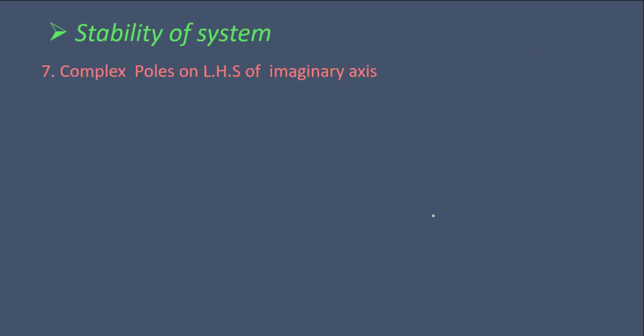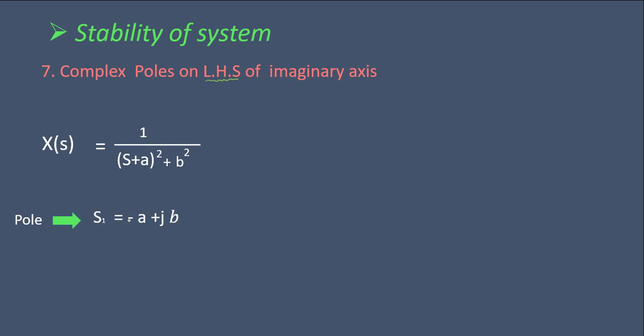Now let us go to the seventh case, which is complex poles on the left hand side of the imaginary axis. Now what will be the stability if the poles are complex and they lie on the left hand side of the imaginary axis? For this, let us take a transfer function X of s is 1 upon s plus a whole bracket square plus b square. Now the poles will be, our first pole S1 will be minus a plus jb. The second pole S2 will be equal to minus a minus jb.